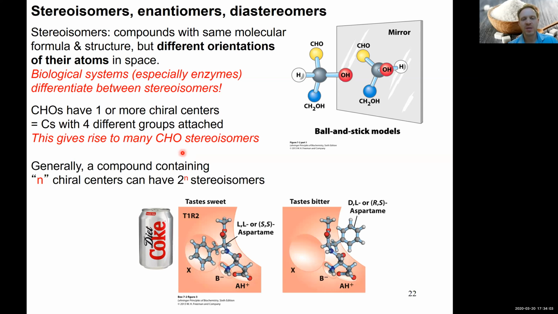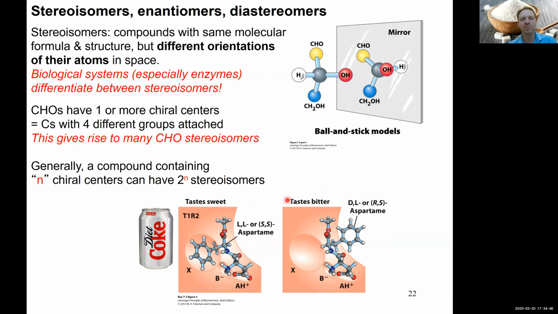Just to give you one example, we have here aspartame. You probably know this from Diet Coke. It's one of the traditional artificial sweeteners instead of sugars. But if you look at the different stereoisomers that we have, if you have this stereoisomer here, the LL and SS, we don't have to go into this nomenclature, this stereoisomer actually tastes sweet. If you have a different stereoisomer where this benzene ring now has a different orientation in 3-dimensional space, it will react differently with taste receptors and it starts to taste bitter.